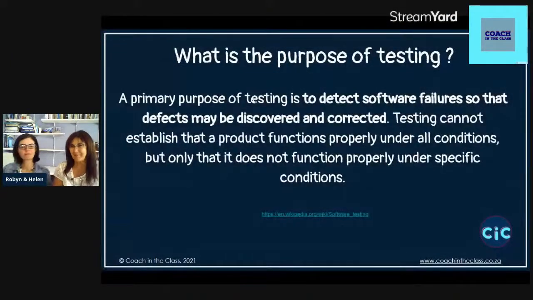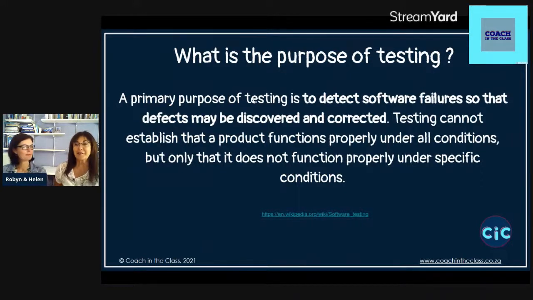So I did Google, what is the purpose of testing? And this is what popped up. We loved it. A primary purpose of testing is to detect software failures so that defects may be discovered and corrected. Testing cannot establish that a product functions properly under all conditions, but only that it does not function properly under specific conditions. This is such an awesome definition. I couldn't have wished for a better one.